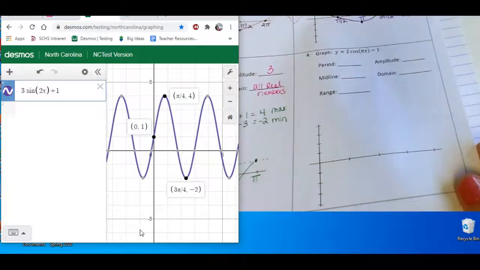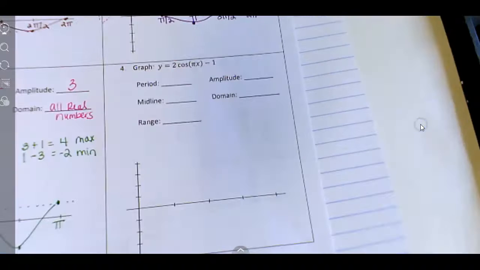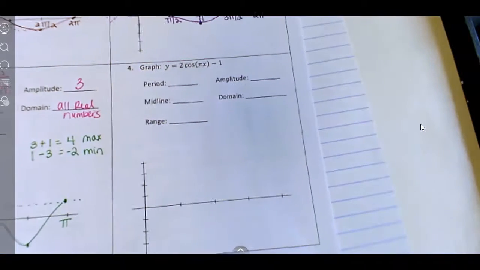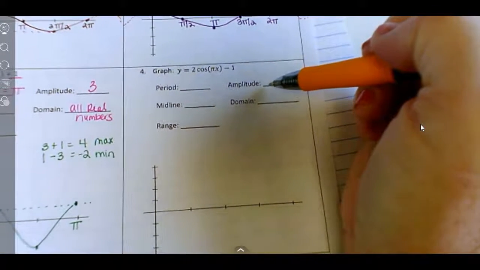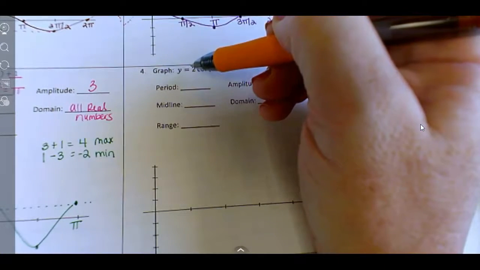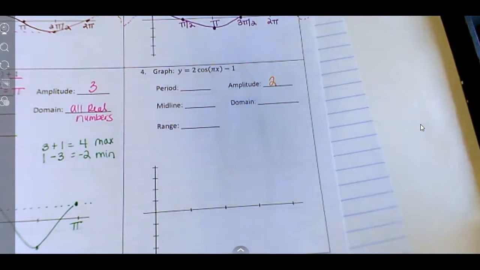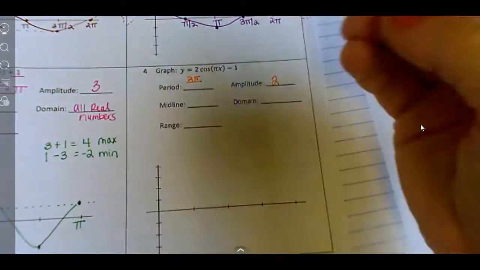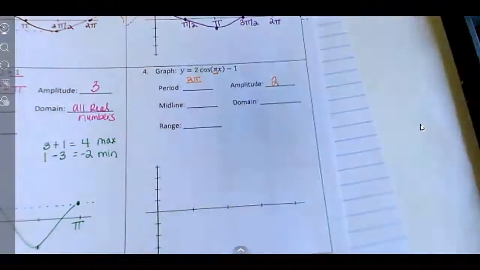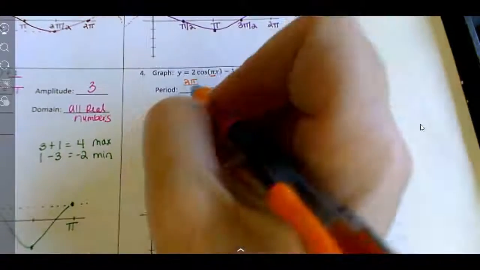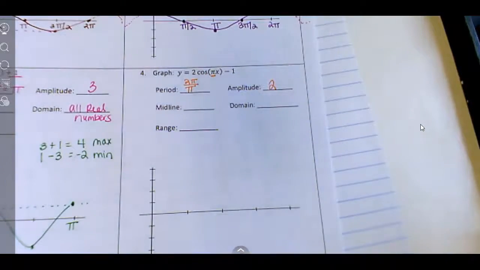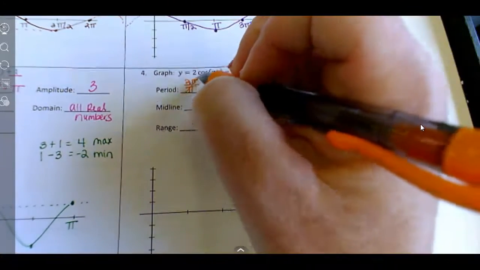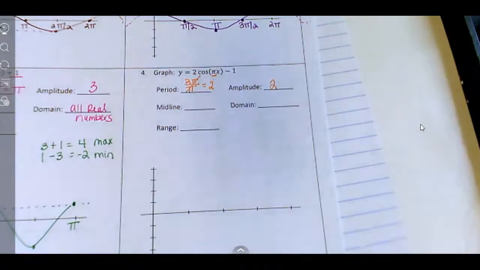Okay, we've got one more that we want to graph. All right. First of all, amplitude is easy. Amplitude is the number in front of cosine. So amplitude is 2. The period is always 2 pi divided by whatever the coefficient of x is. So what am I going to divide by? Pi. Now, when you divide this, you can just think about canceling and getting rid of things. And so our period is 2.